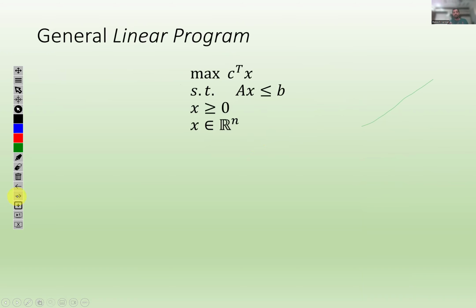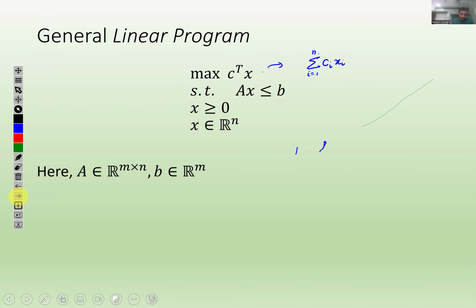And a general linear program takes the following form. You have an objective subject to constraints, and typically you can have x greater than or equal to 0. It's not necessary to have x greater than or equal to 0, but for our purposes, I'm keeping it in. Okay, and x is in some R^n. What does c transpose x look like? It's a linear function of x. The objective will look something like summation c_i x_i.